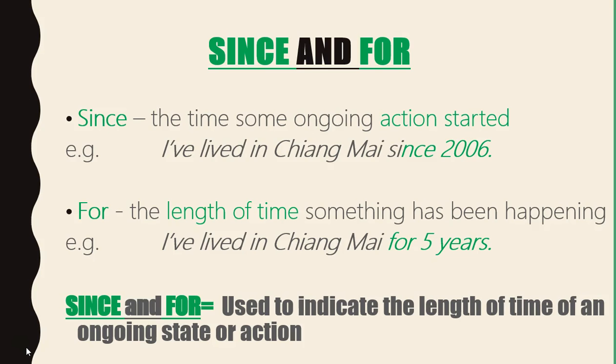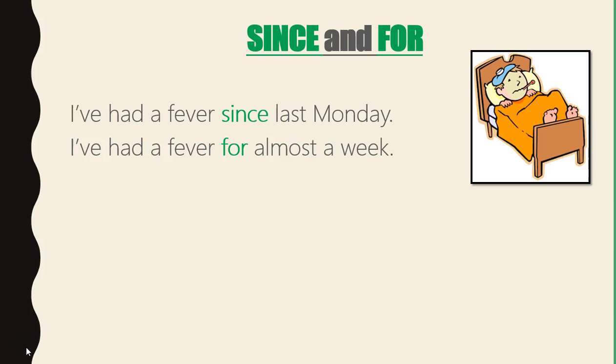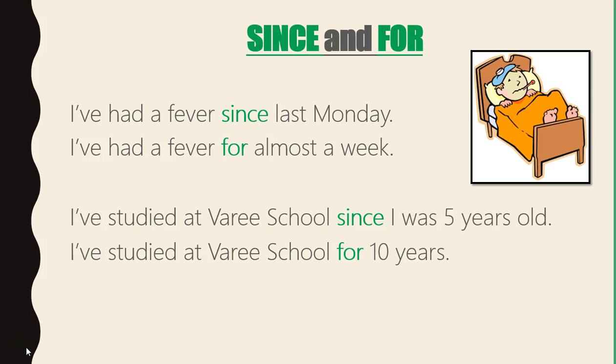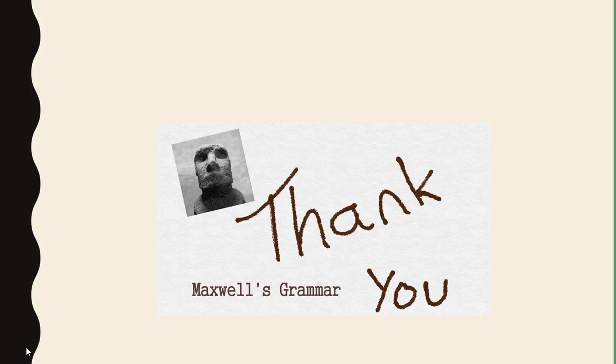Important to remember, since and for we use to indicate the length of time of an ongoing action or state. So when we use the present perfect for an ongoing action, we can use since and for to indicate how long that action has been ongoing. And we have an example here. I've had a fever since last Monday. I've had a fever for almost a week. So we use the same thing, but since refers to when it started and for refers to how long it has been. And I've studied at various schools since I was 5 years old. I've studied at various schools for 10 years. So this would imply that the person is now 15 years old.